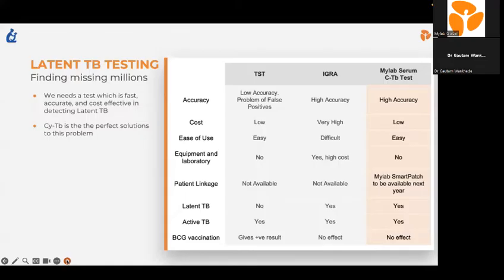We are also developing a patient linkage system, something like a smart patch, so that you can click the photo and then all the results can be interpreted automatically and stored. But this is under development right now. It can definitely diagnose latent TB and it is not affected by BCG vaccination. So that's the biggest advantage of PSI TB as compared to CTB, to TST.